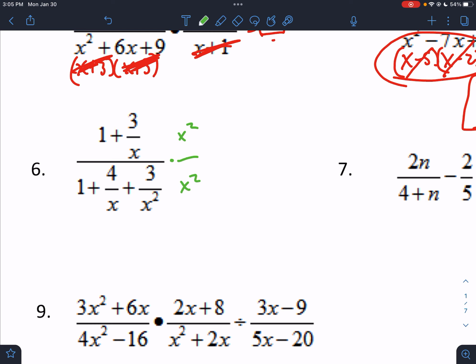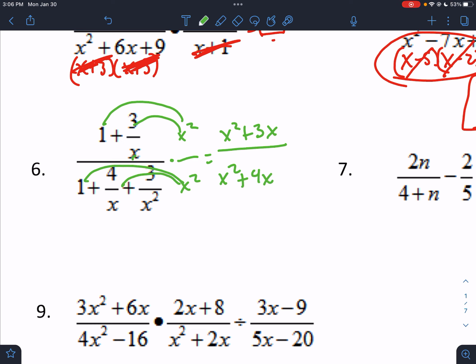And what's going to happen is on top, I'm going to distribute this. I would have x squared plus, well, here one of the x's cancels out. That would leave me with 3x. x squared plus 3x. On bottom, I'd have 1, that I'm going to distribute to everything, so that would be x squared. Here, one of the x's cancels out, leaving me with 4x. Here, they both cancel out, leaving me with 3.